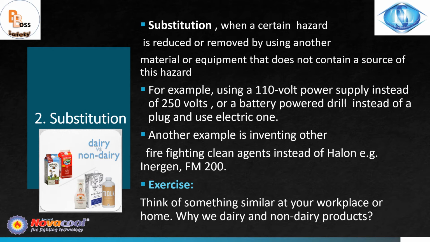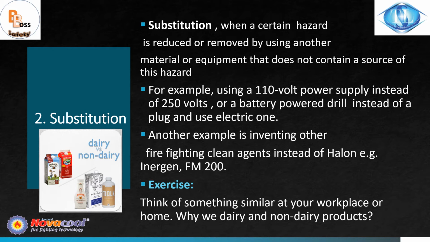The exercise here, you can see the picture. There is some warning from dairy products, or there is a label on certain products saying there is no dairy product. Obviously, some people are allergic and it affects their body. So we have to substitute with something else.